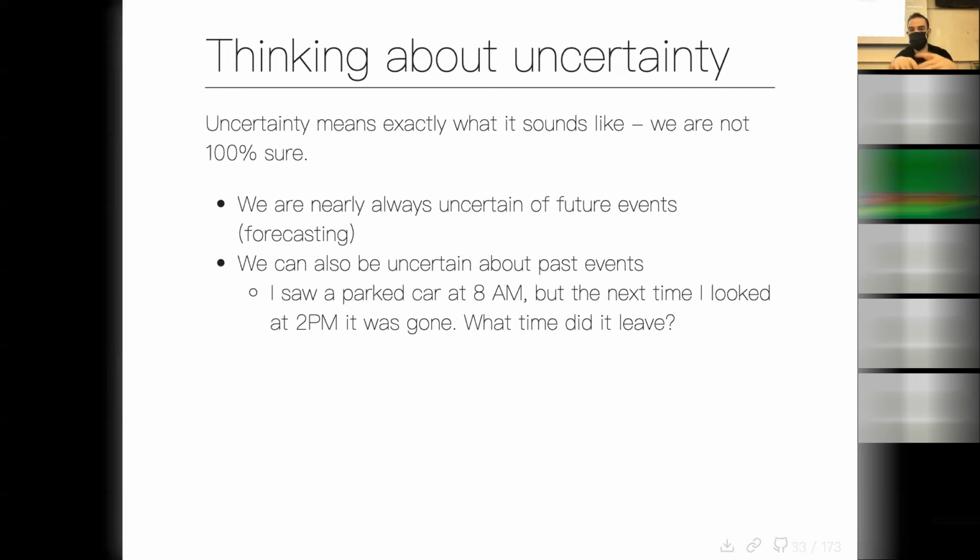So this is an example that Matthew Kay uses in his talk: you look out the window, you see a car at 8 a.m., you get busy working, you look back up at 2 p.m. and the car is gone, right? So you know that the car left somewhere between 8 a.m. and 2 p.m., but you don't know when exactly. And that's a past event that you could have some estimate of, but you're uncertain about it, right?